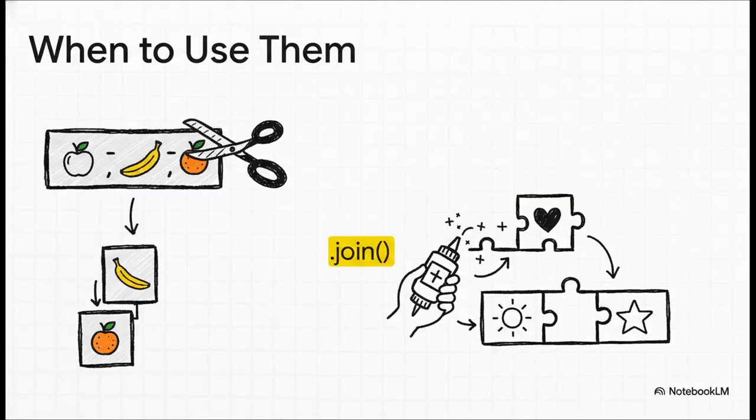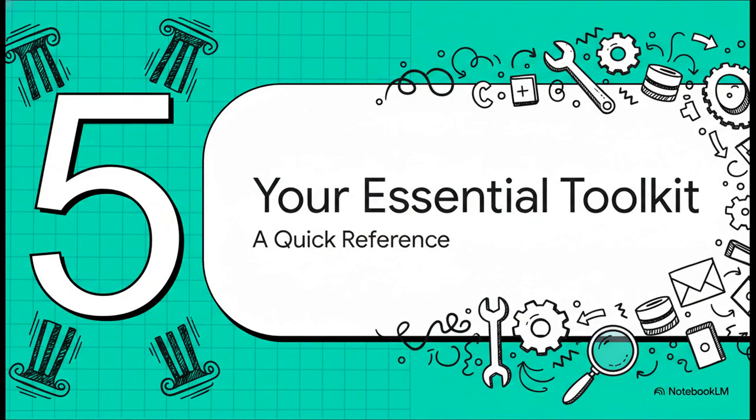So, when do you use these? Well, .split is your go-to tool for parsing any kind of structured data. Think taking a row from a CSV file and turning it into a list you can work with. And .join is perfect for when you've got a list of words or phrases and you need to construct a clean, readable sentence out of them. So that covers our 4 pillars. Now, let's bring it all together into an essential toolkit that you can reference anytime you need it.